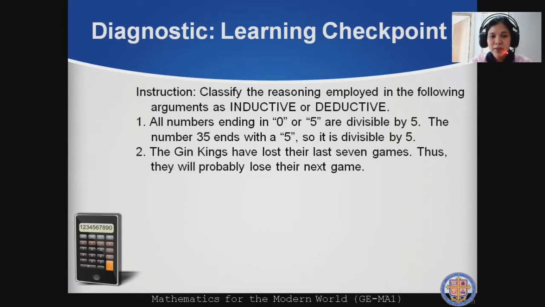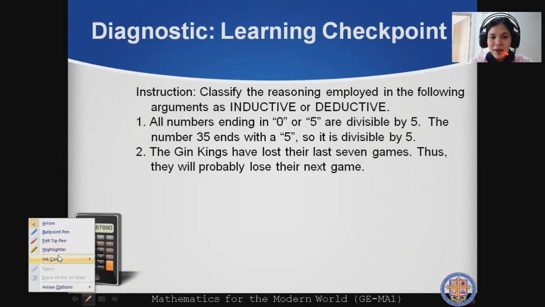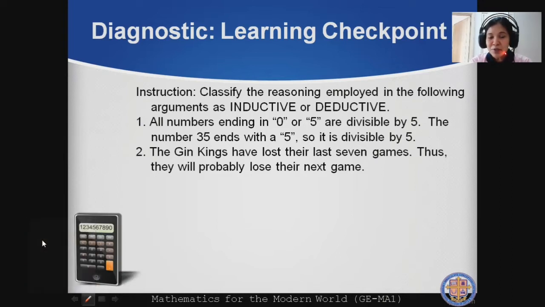Number 2. The Gin Kings have lost their last 7 games. Thus, they will probably lose their next game. So, in this given example, you have a scenario that the Gin Kings, specifically, lost the last 7 games. So, you're assuming that the next game, they will also lose. It doesn't happen yet, but you're already assuming, predicting. So, that is inductive. So, the first one is deductive.